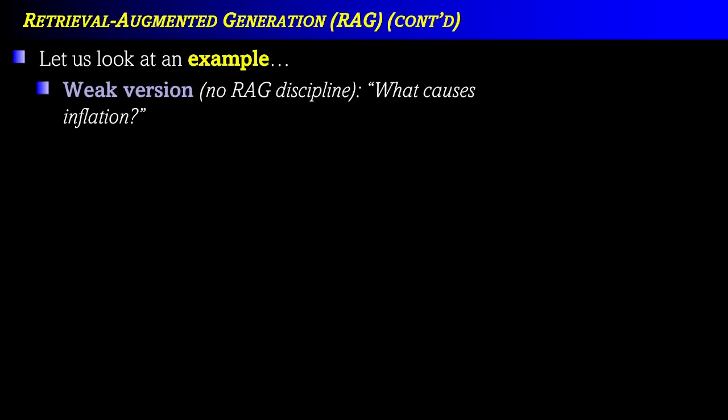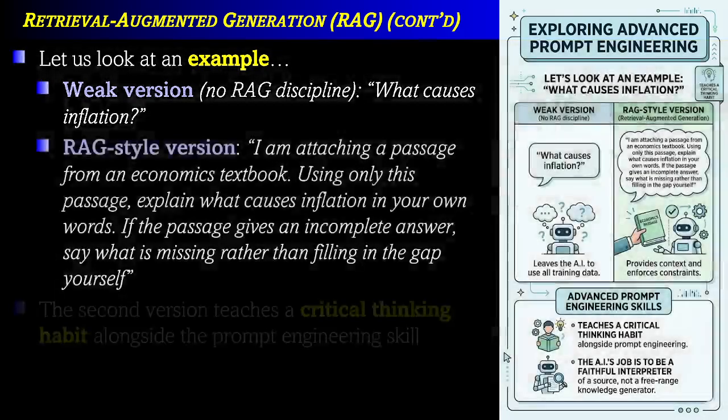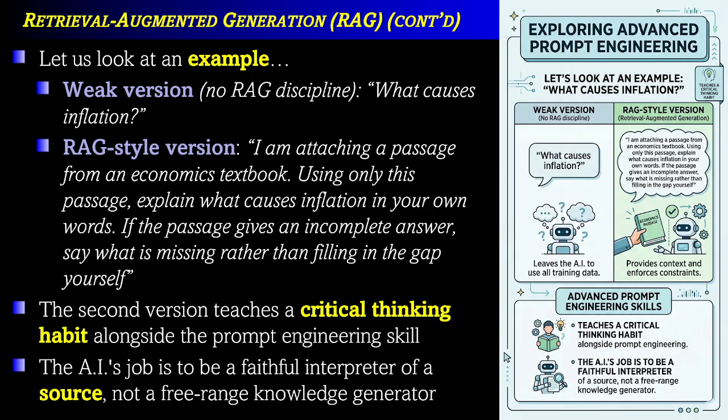So here's an example. If we have no RAG, what causes inflation? Okay. Versus RAG, where we say, I'm attaching a passage from an economics textbook. Using only this passage, explain what causes inflation in your own words.